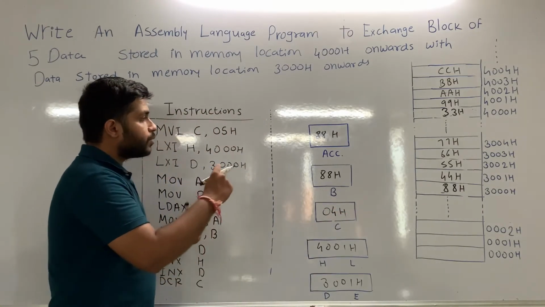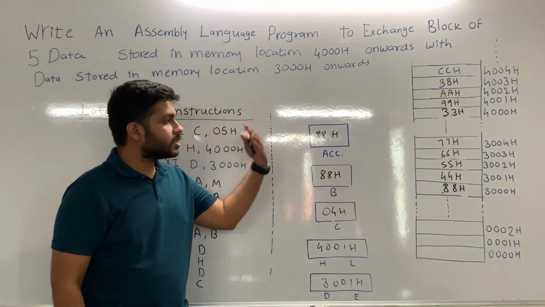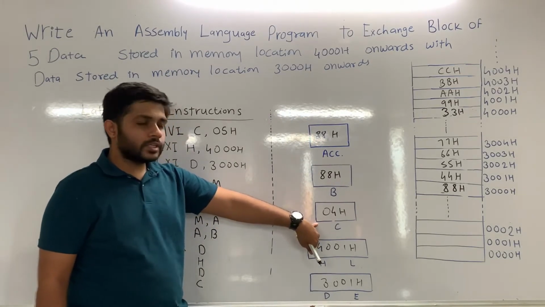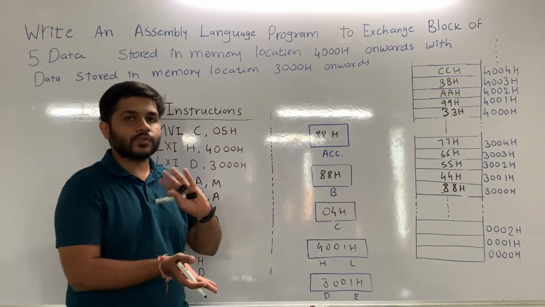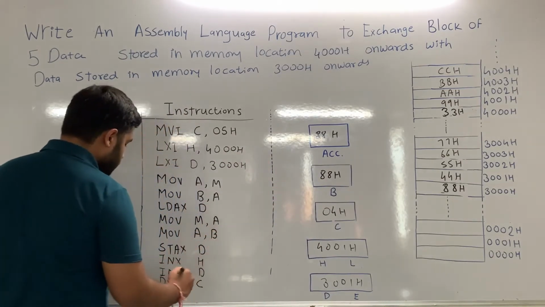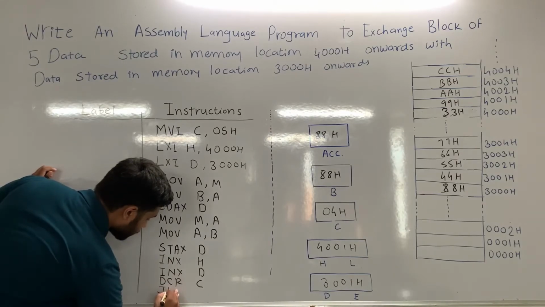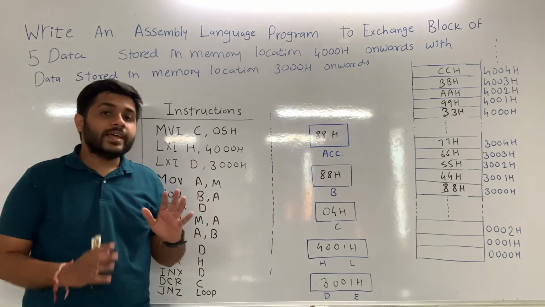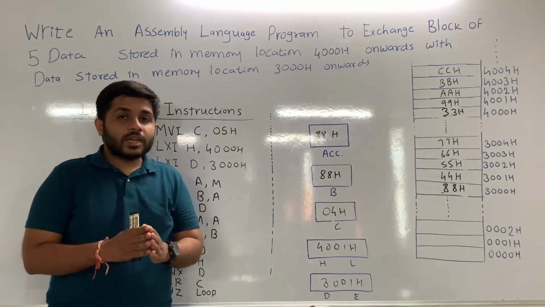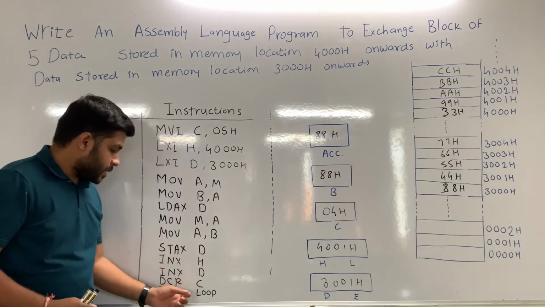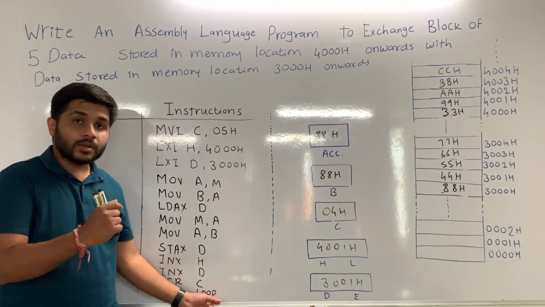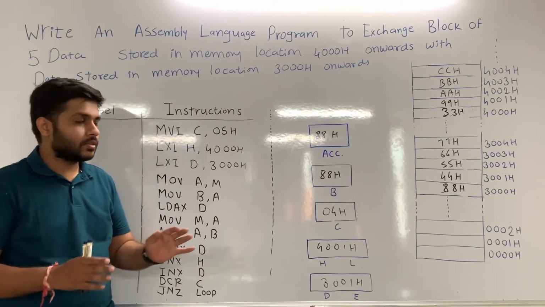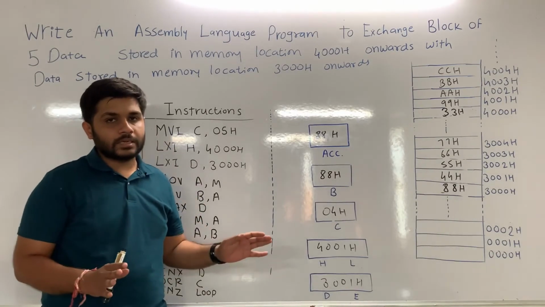Now how many times we have to repeat this process? So we have to repeat this process until the value of the register C becomes 0. When the value of register C becomes 0, it means we have exchanged successfully 5 data. So after this, we will use the instruction jump not zero to loop. Now in the assembly language program, the position of the label is very important. If you specify any label and if you put the label just before or after the desired position, in that case the whole program will be messed up.